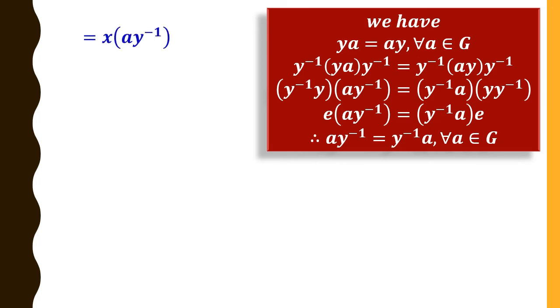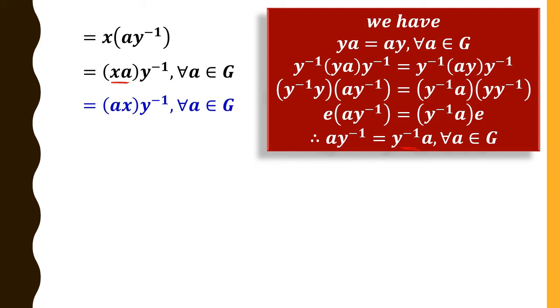Therefore, in the previous step we had X of Y inverse A. So that can be written as X of AY inverse because of this result. So using associative law, this can be written as XA of Y inverse, and it is true for all A belongs to G. And again we know that XA can be written as AX. Therefore this is equal to AX of Y inverse, and it is true for all A belongs to G. Again we shall use associative law. This can be written as A of XY inverse. It is true for all A belongs to G.